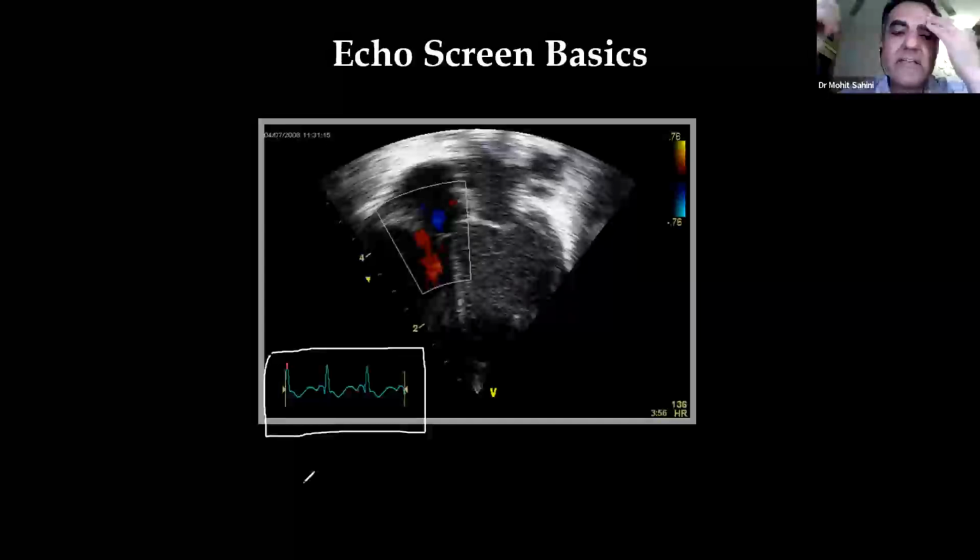The ECG tracing on the multipara can be seen running in your echo machine, or you can directly attach the leads of the ECG in the echo machine. But for the normal clinical studies, we don't use it. Maximum people, 99% of people, they don't use that.